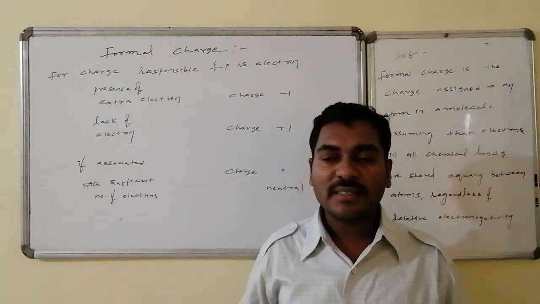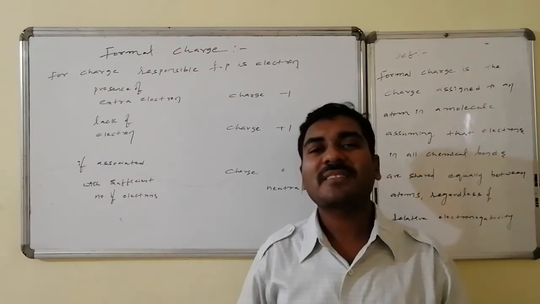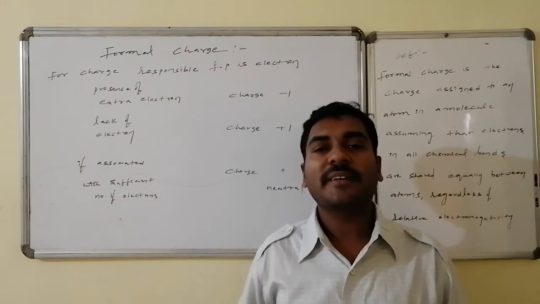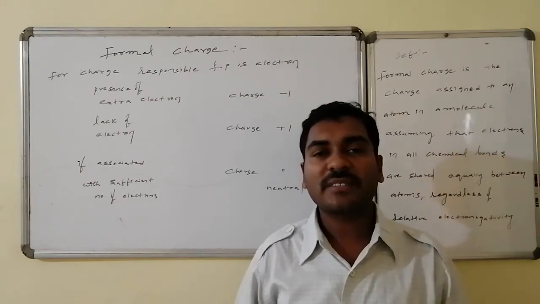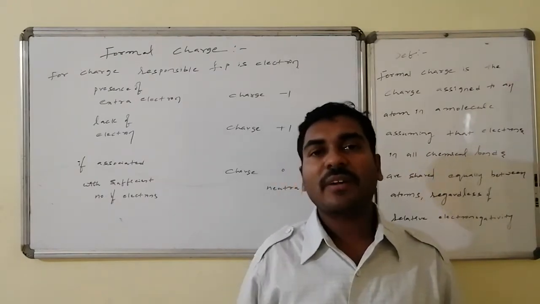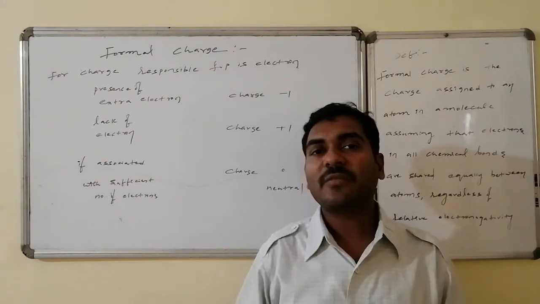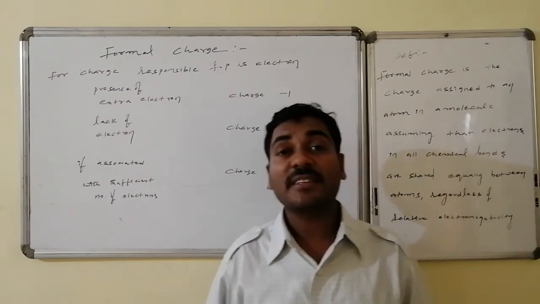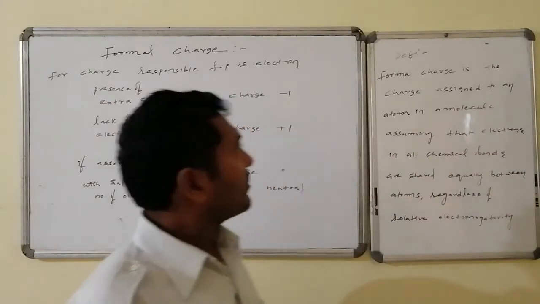So formal charge is the count of the difference in number of electrons. How many are there, how many are to be there. The difference between them decides the formal charge. For each 1 extra electron, we will say it is having 1 unit of negative charge. For each lack of 1 electron, we will say it is having 1 unit of positive charge. For sufficient number of electrons, we say 0 formal charge, hence it is neutral. Definition can be given like this.